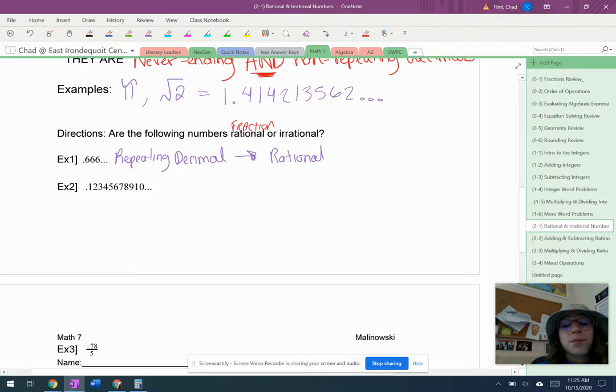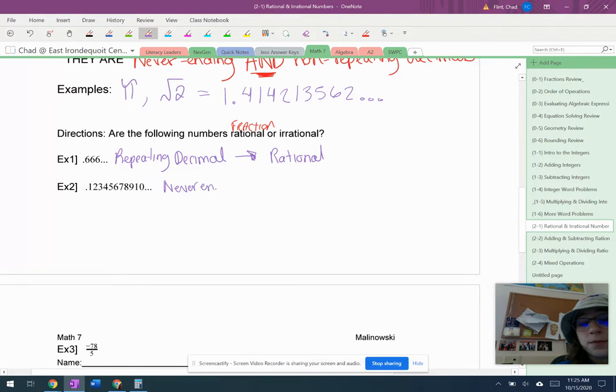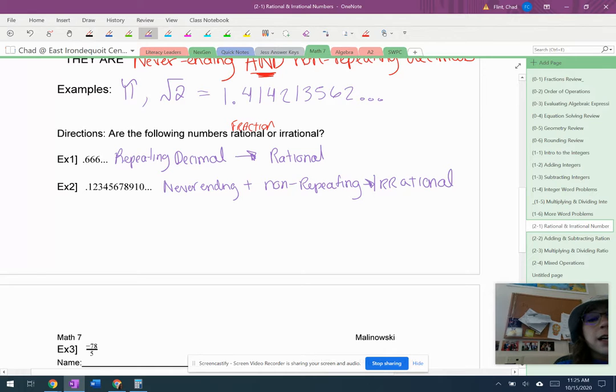The pattern is different though. So this is never-ending and non-repeating, which makes it irrational. Pretty ugly looking one. Irrational. Don't confuse them: pattern doesn't mean repeating. Pattern doesn't mean repeating.